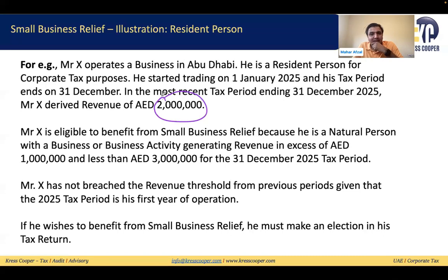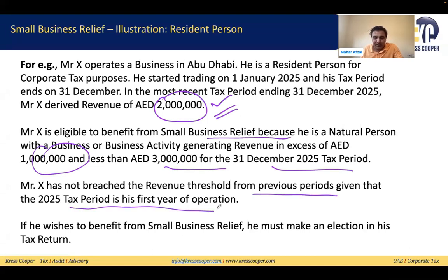Resident person for corporate tax purposes and tax period is recent. Income is 2 million for the current period. Yes, they can opt, subject to the condition. In any previous tax period, they have taxable income or gross income of less than 3 million. Mr. X is eligible to benefit from small business relief. He is a natural person with the business activity up to 1 million. Up to 1 million, I would discuss natural person, straightforward, not liable to pay corporate tax. Less than 3 million and less than 3 million, yes, they can go for it. Mr. X has not breached the revenue threshold for the previous period. Previous period they have not crossed. Current period they have not crossed. Yes, they can benefit from the small business relief.